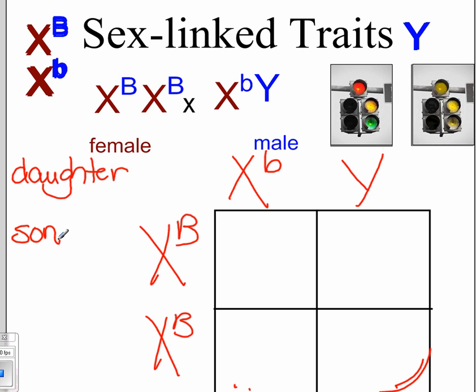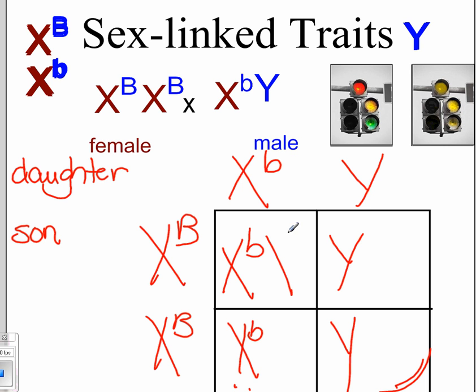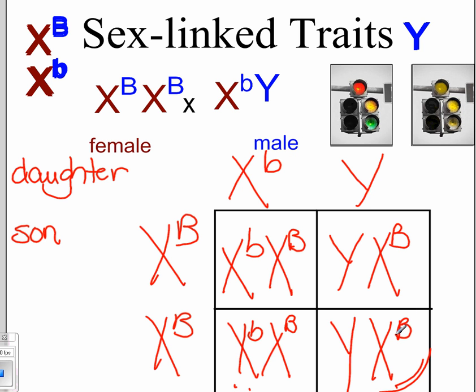What is the chance they're going to have a daughter colorblind? What is the chance they're going to have a son colorblind? Will they have a daughter that is colorblind? No. Will they have a daughter that is a carrier? How many? 2. 2 out of 2 will carry it. Will they have a son that's colorblind? Will they have a son that is a carrier?